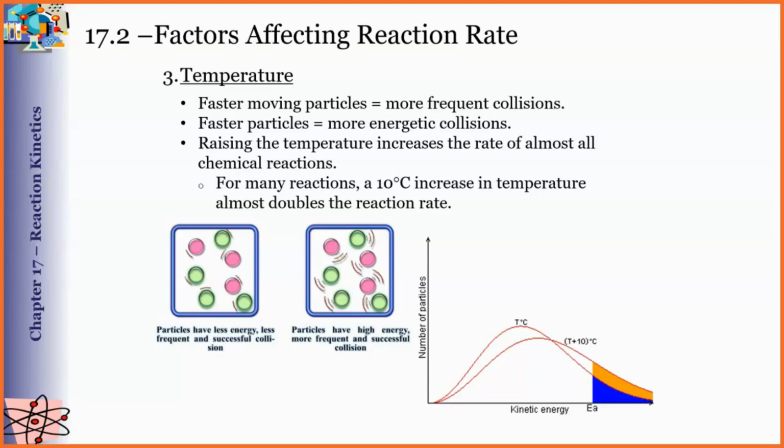Raising the temperature increases the rate for almost all chemical reactions. For many reactions, a 10 degrees Celsius increase in temperature almost doubles the reaction rate. And then conversely, if we're taking away heat, the particles start to move slower and they're going to have less collisions with each other and less energy when they collide. So a lot less reactions. If we were to remove heat, all of these reactions would go down or decrease.